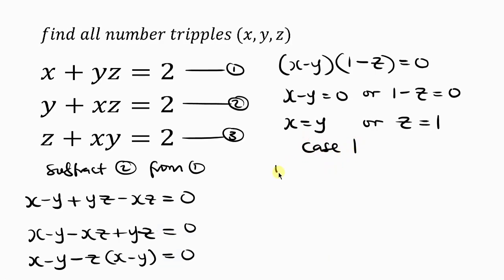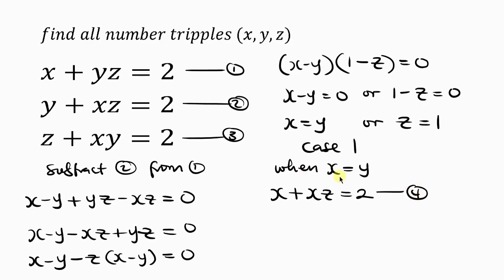So for case 1, this is when x is equal to y. So that means x and y are equal. Wherever I see y, I'm going to be substituting x. So let's substitute this into these three equations. So starting with the first equation, wherever I see y, I'll be putting x there. So let's go. So we have x plus xz equal to 2. So since I have equation 1, 2, and 3, I can go ahead and call this one equation 4.